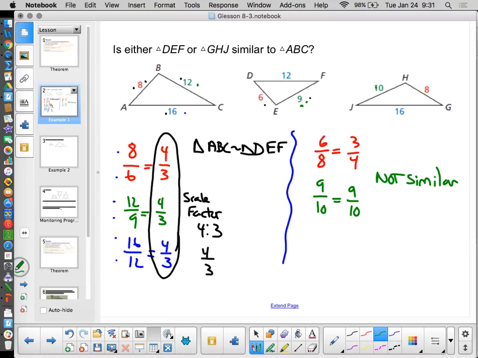Now, little question for you. Since A, B, C, and D, E, F are similar, but D, E, F is not similar to J, H, G, could A, B, C be similar to J, H, G? Okay, and the answer is no. Since these two, 1 and 2 here, are similar, and 2 is not similar to 3 here, that means 1 can also not be similar to 3.